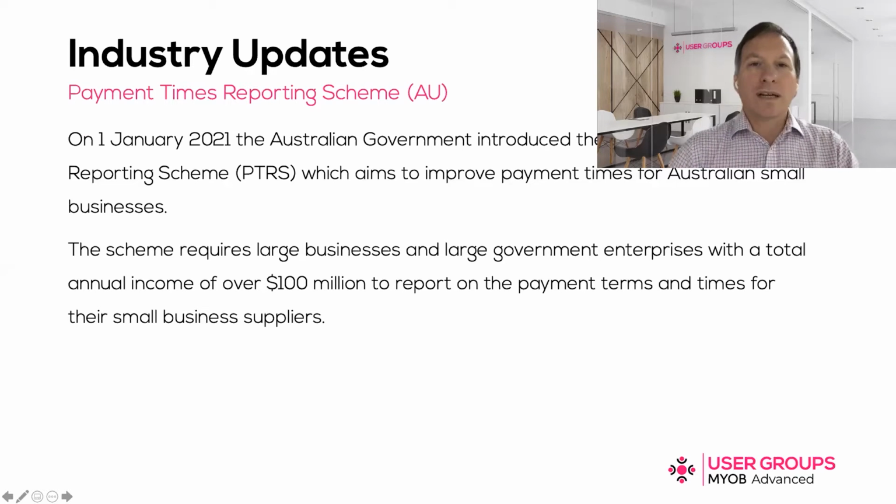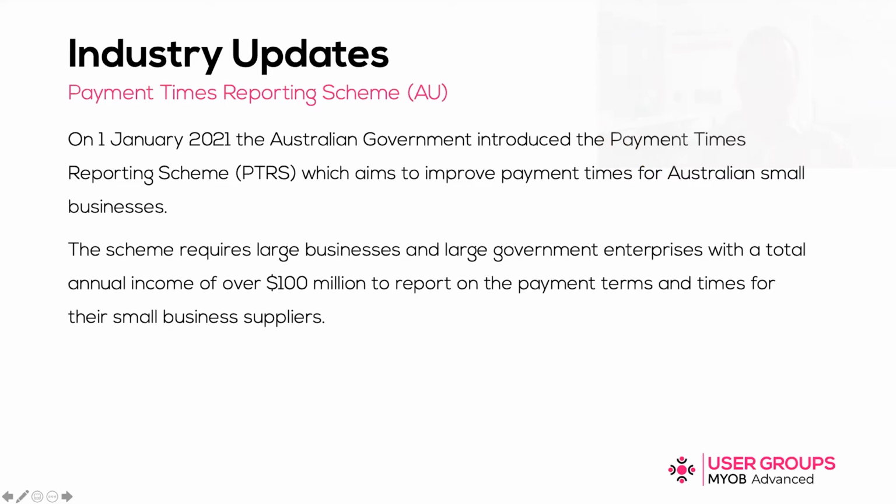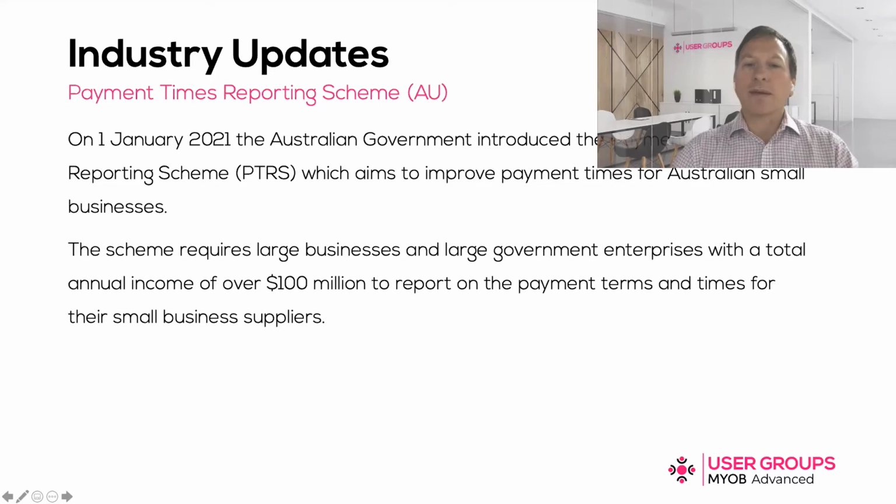One of the new updates that's going on at the moment is the introduction of payment times reporting as a new scheme by the government. The new payment times reporting scheme comes in effective as of the 1st of January 2021. Essentially it is a scheme by which any organisations with revenues larger than 100 million per annum will need to report on their payment terms and times for any of their small business suppliers.